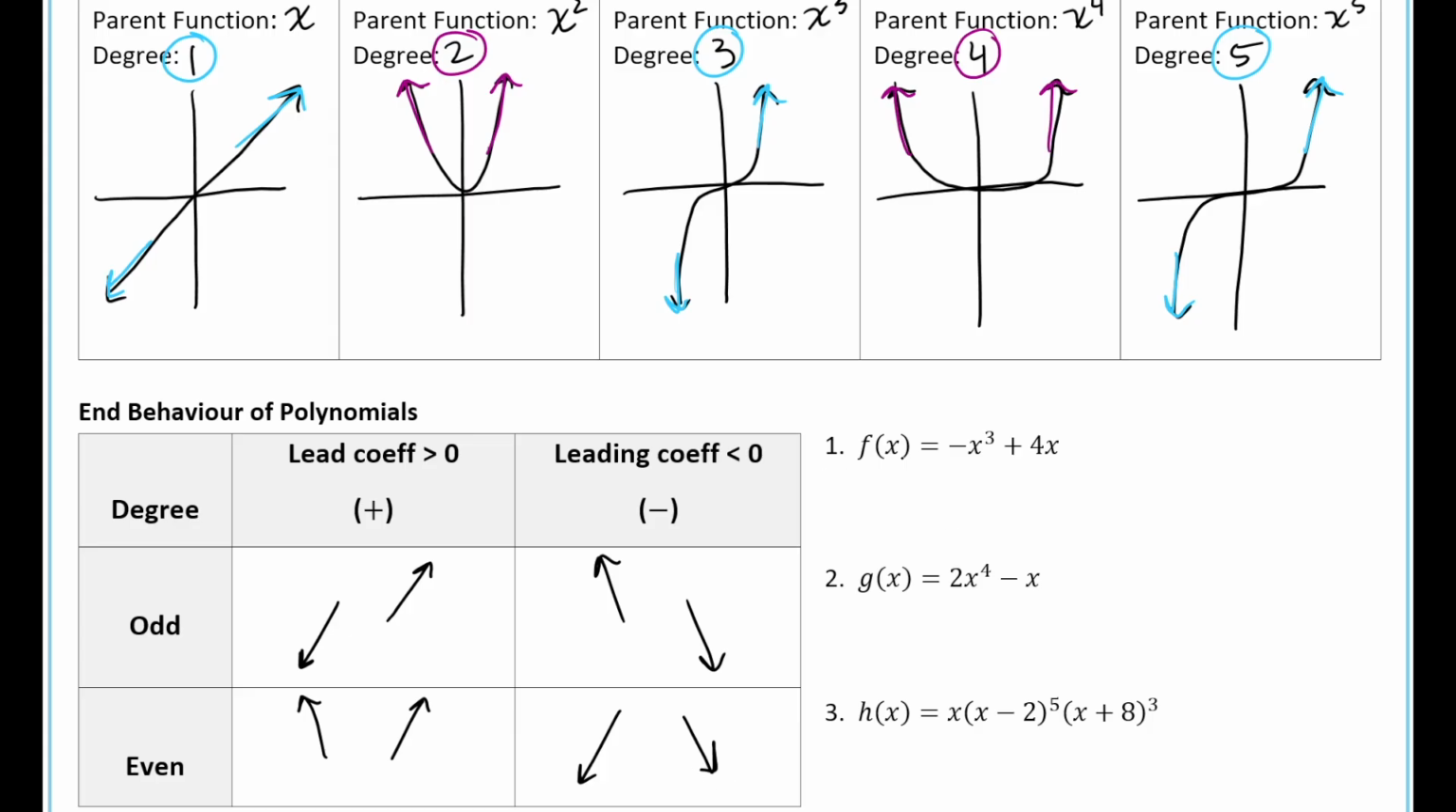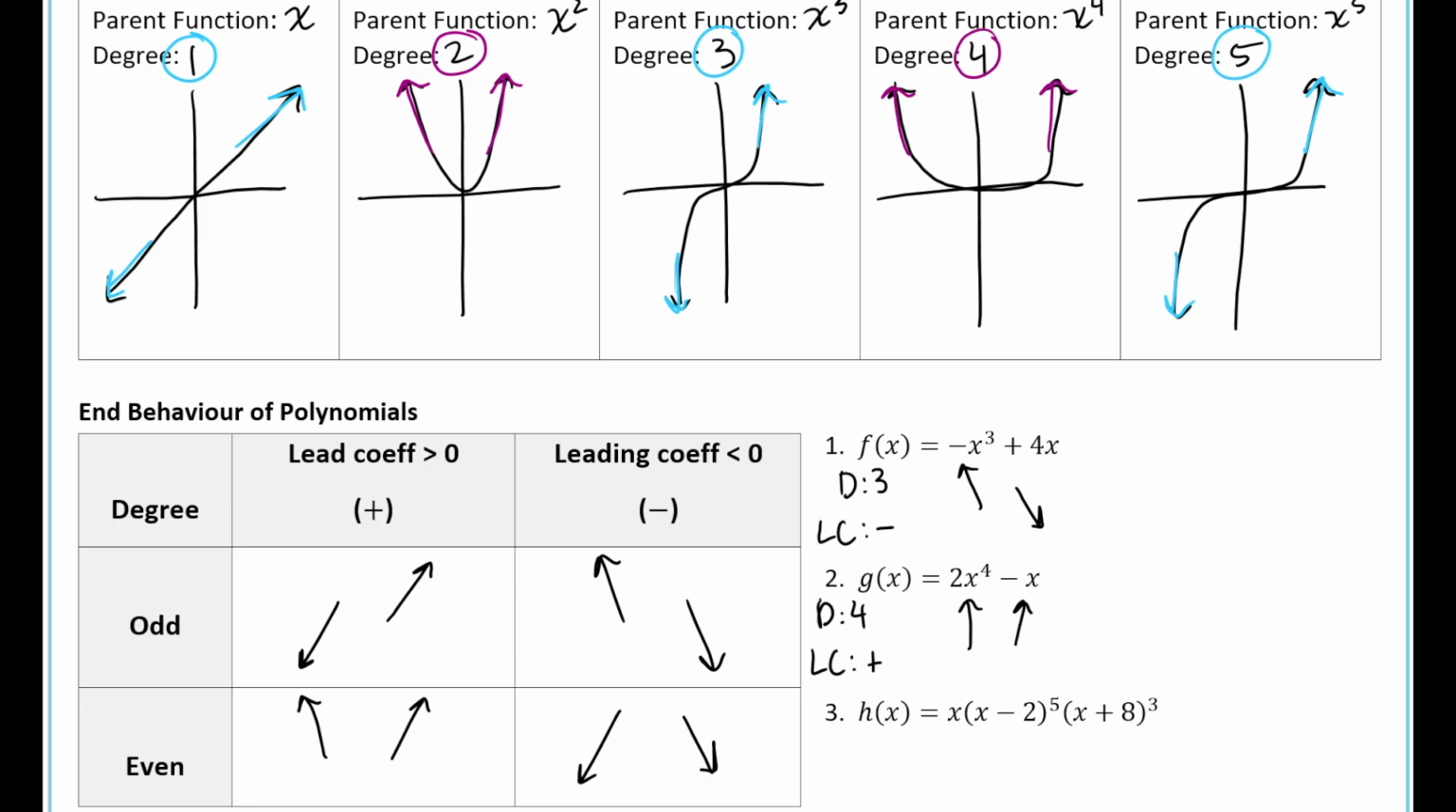So let's practice. Here I've got negative x cubed plus 4x. The degree of this function is 3, and the leading coefficient is negative. The odd degree means that I should have opposite directions. Negative means they should have negative slope. So here's what my ends will look like. Next, we have 2x to the 4th minus x. The degree is 4. My leading coefficient is positive. Even degree means they'll be pointed in the same direction. Positive means they'll be pointed upward.